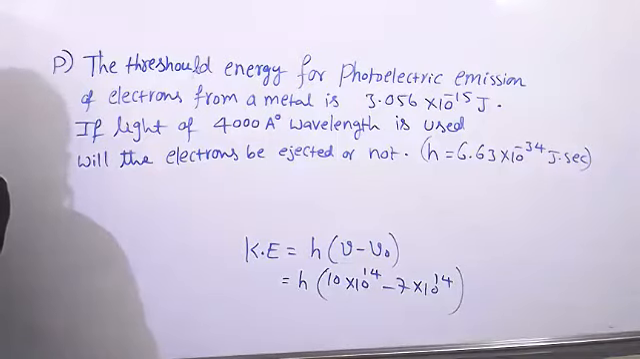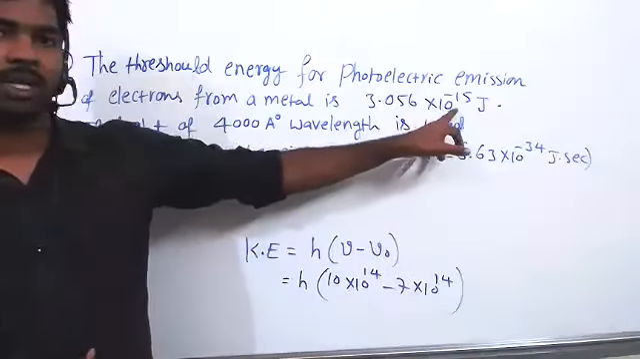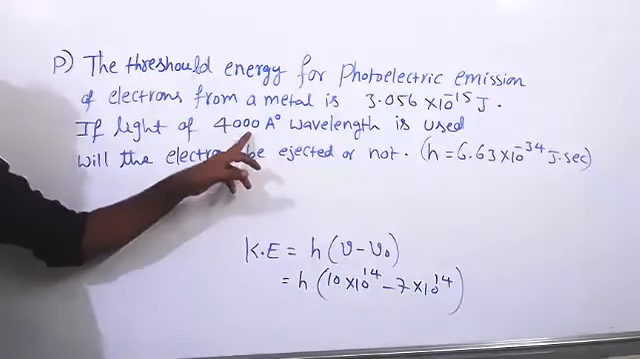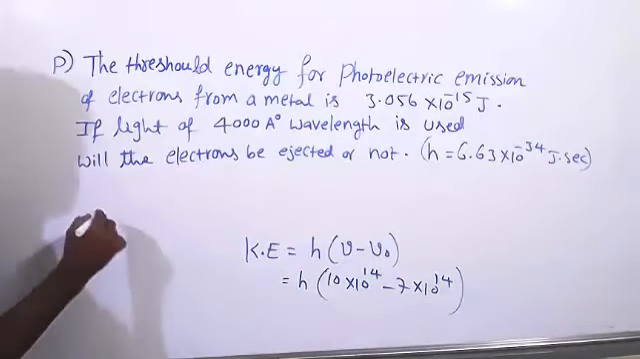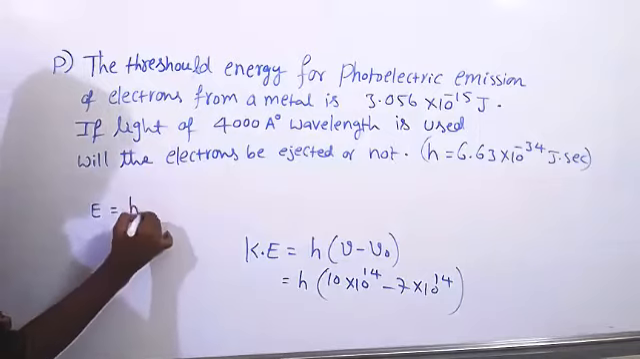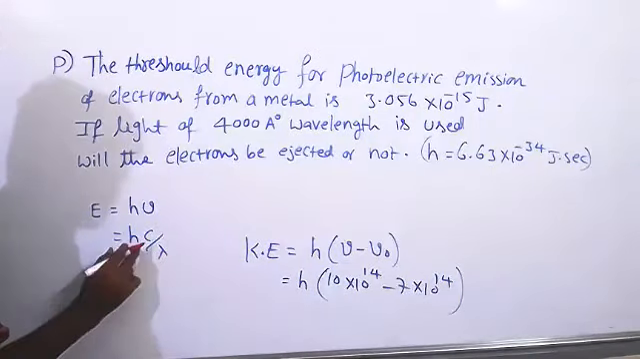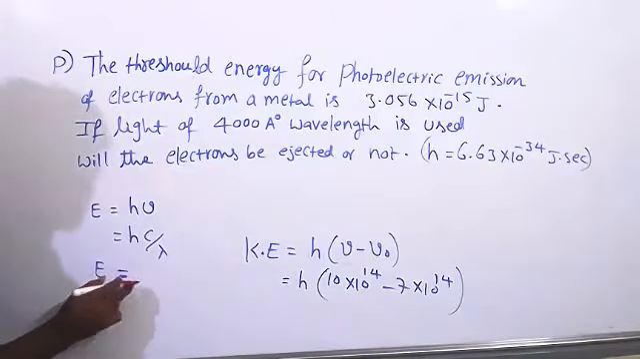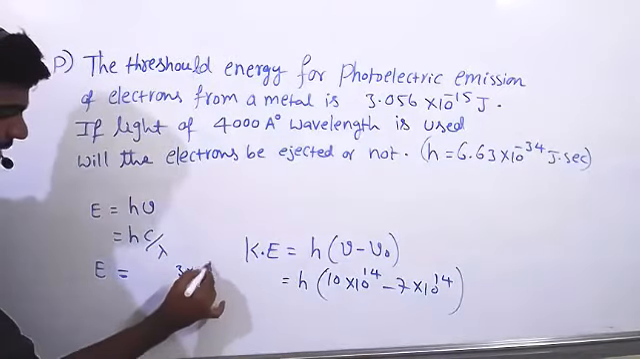So you have to compare the energy. To remove an electron from the metal plate, the energy required is this much, 3.056 into 10 power minus 15 joules. The 4000 angstroms you also have to convert into energy. Apply this formula: E is equal to h nu, E is equal to hc by lambda. Calculate by substituting the h value, c value, and lambda value. Calculate the energy and compare it with this value. The c value is 3 into 10 power 8 meter per second, the velocity of light.